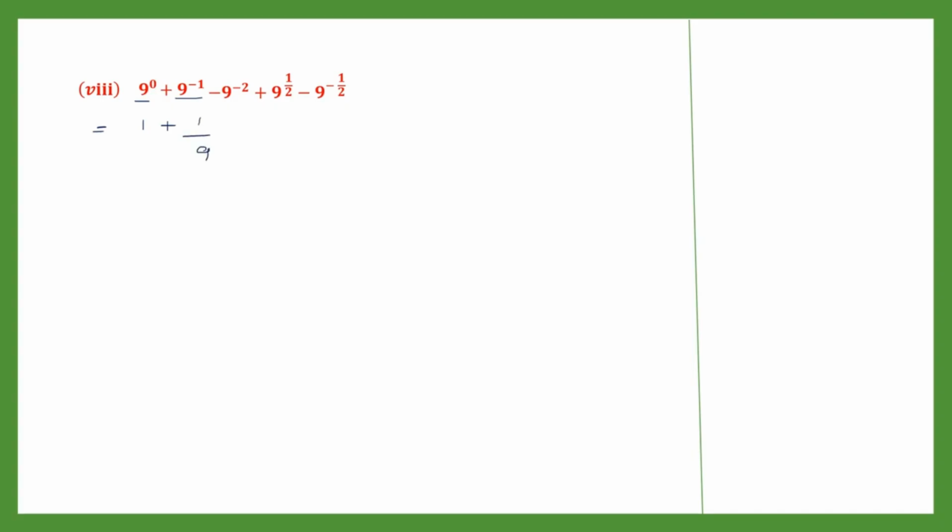So 1 by 9 to the power of 1 minus, now this one will change to the reciprocal, 1 by 9 to the power of 2. The power has now become positive. Now, next one is 9 to the power of 1 by 2.